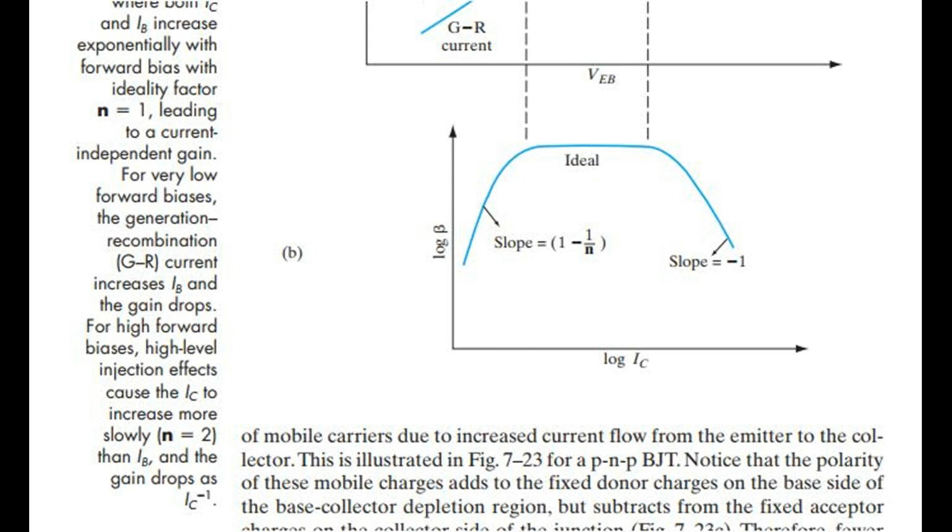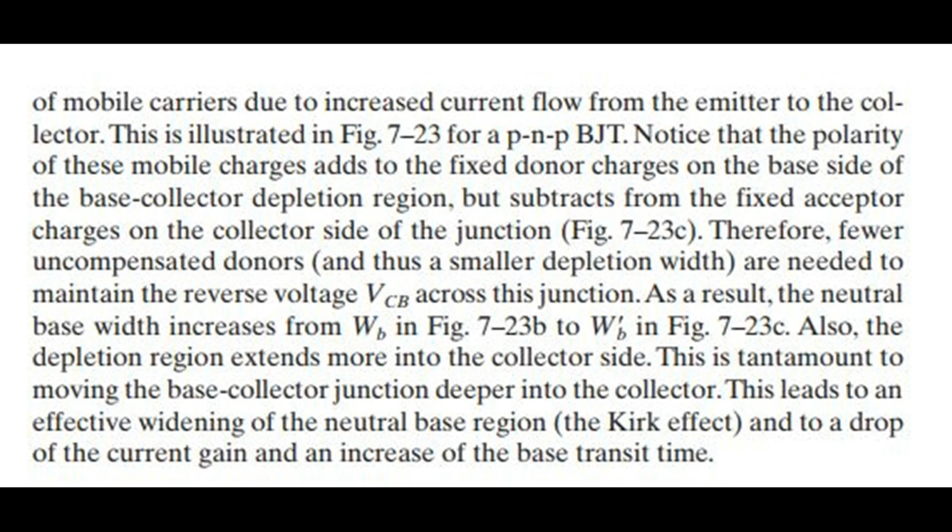IC^-1. Therefore, fewer uncompensated donors, and thus a smaller depletion width, are needed to maintain the reverse voltage VCB across this junction. As a result, the neutral base width increases from WB in Fig 7.23b to WB' in Fig 7.23c. Also, the depletion region extends more into the collector side. This is tantamount to moving the base collector junction deeper into the collector. This leads to an effective widening of the neutral base region, the Kirk effect, and to a drop of the current gain and an increase of the base transit time.